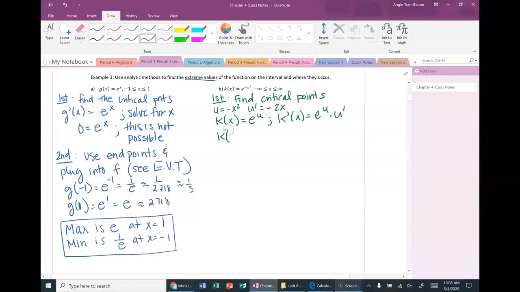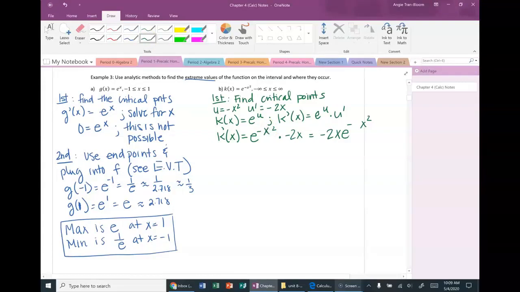So k prime of x equals e to the -x squared times u prime, which was -2x. I'm just going to move the -2x in the front because I want it to look pretty. Nothing wrong with putting it back. Oh, my bad. U is just -x squared. Let me erase that and fix my x again.